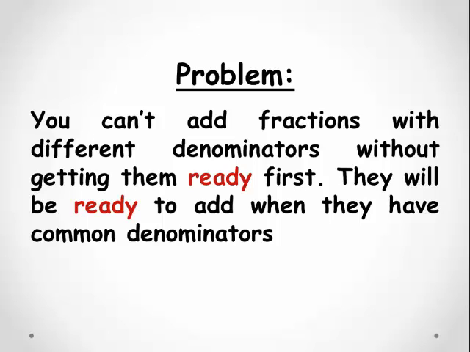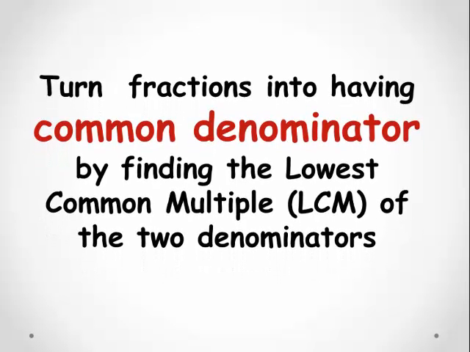the problem we actually have here is that you can't add fractions with different denominators without getting them ready first. They will be ready to add when they have common denominators. So in that case, what you need to do is find the lowest common denominator between the two denominators that we are talking about. So you have to turn the fractions into having a common denominator by finding the lowest common multiple of the two denominators.